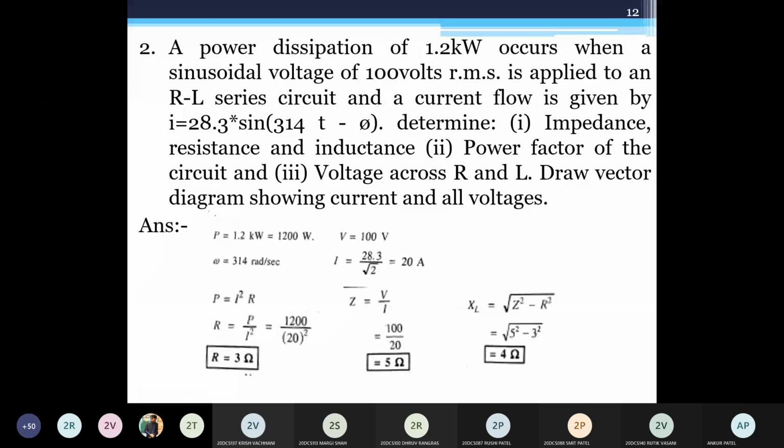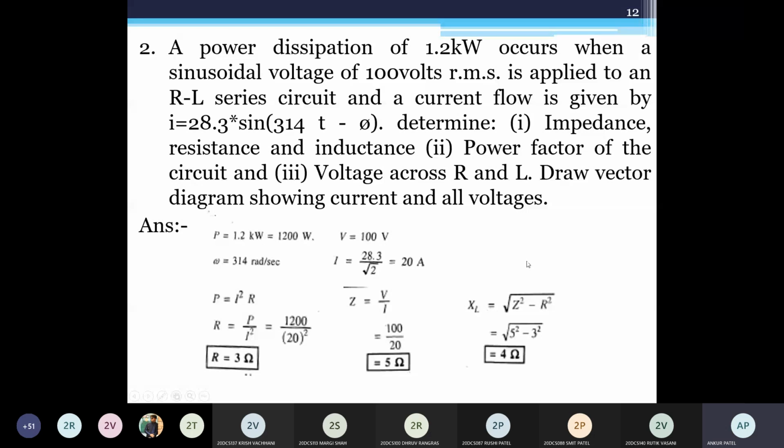Sir, I have a question. Why did we use P is equals to I square R? Power to the whole circuit is given, so why did we consider just R? Because, as I told you in yesterday's lecture, we get average power for a resistive load, P is equal to VI cos phi. For inductor and capacitor, what do we get? Average power is 0. Yes, that's why we are using P equal to I square R. Got it.